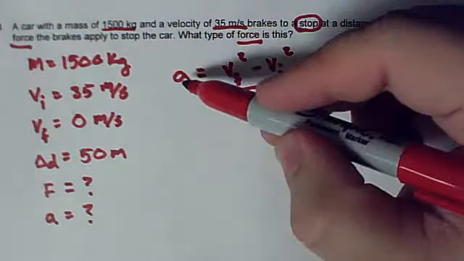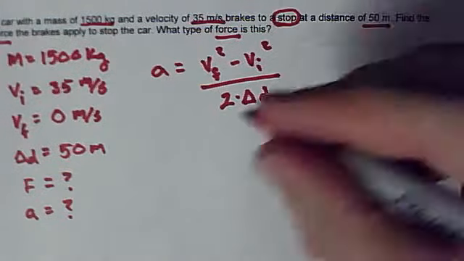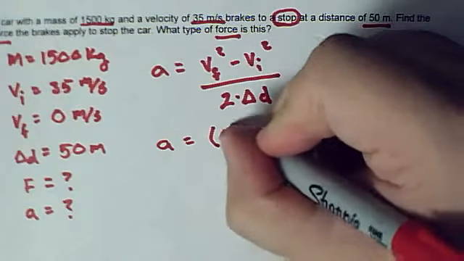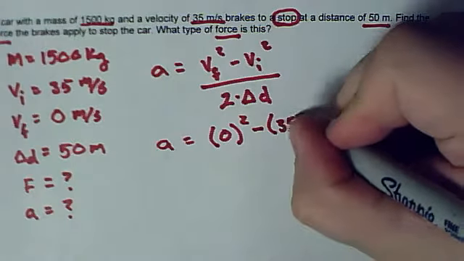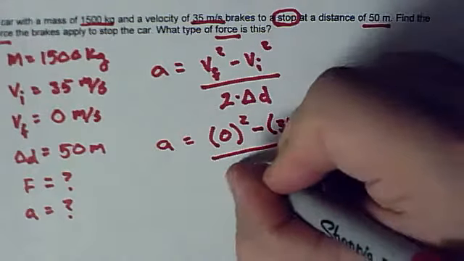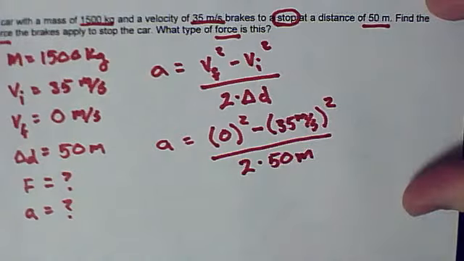And since we're solving for acceleration, we don't have to do any algebra. We simply plug in our numbers. So acceleration equals Vf, which is 0, squared, minus 35 meters per second squared, divided by 2 times 50 meters.